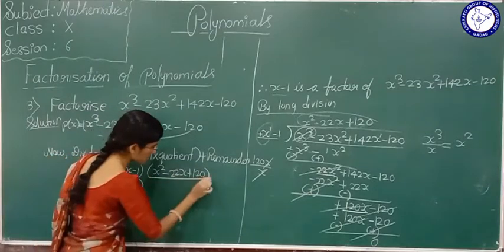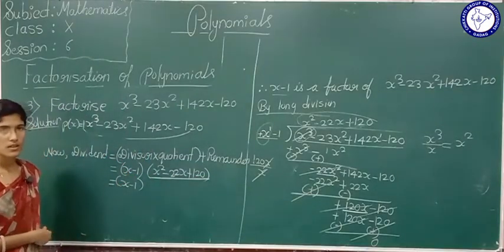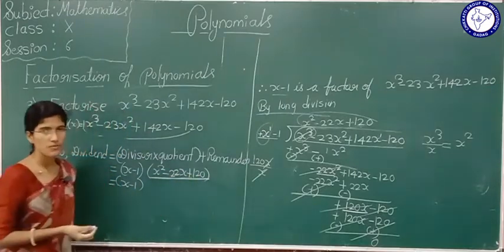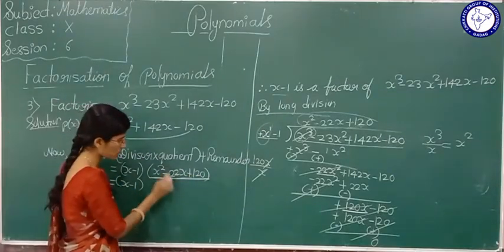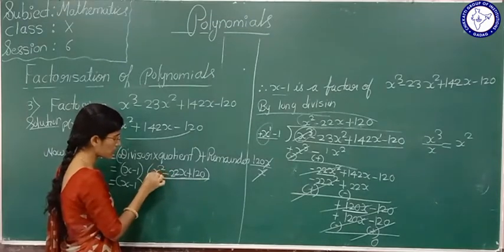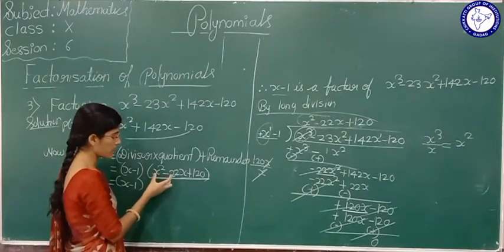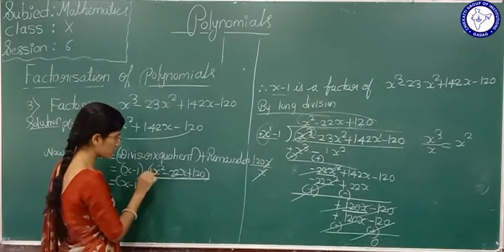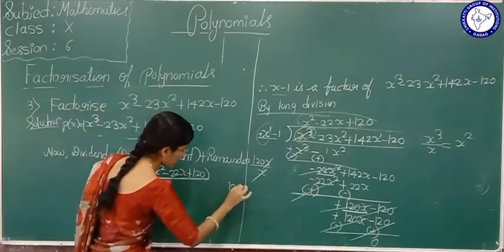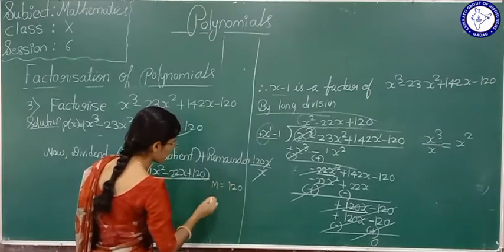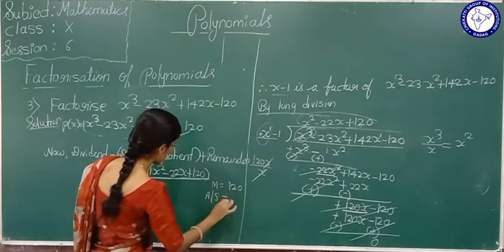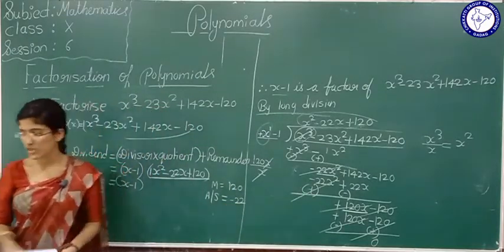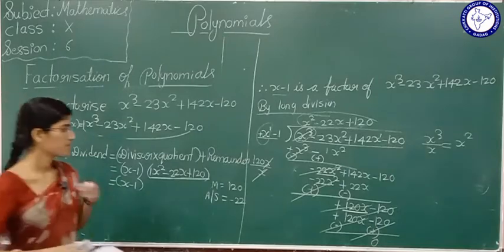Now see here, x minus 1, we can split it, right? We can split this, no? Now this is a quadratic polynomial, yes or no? How to factorize this? You see, the product should be 120. If you add or subtract, minus 22 should come. So which are those numbers? Tell me.